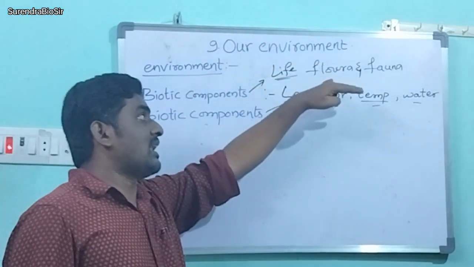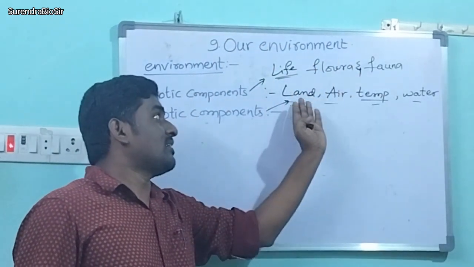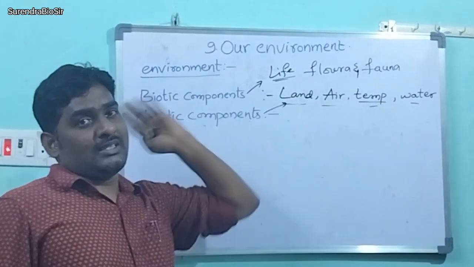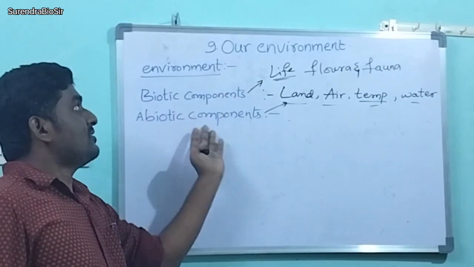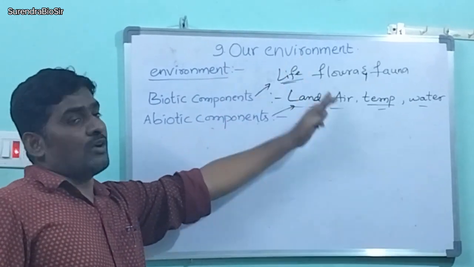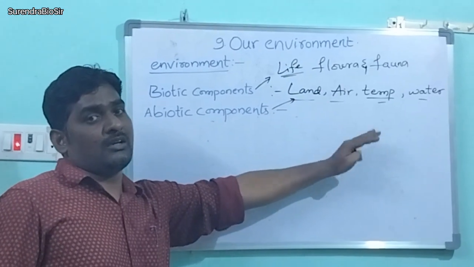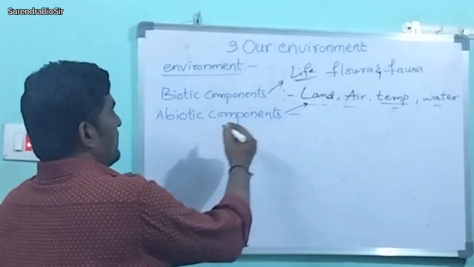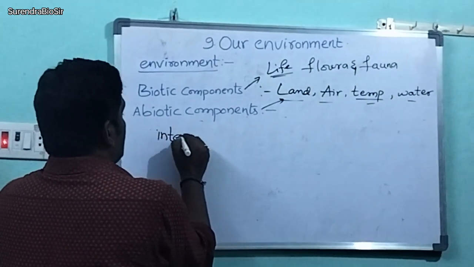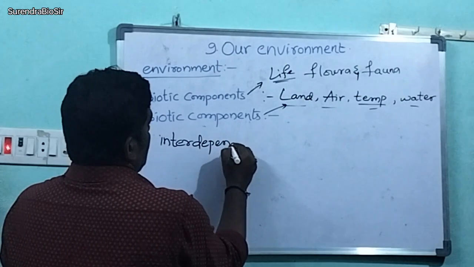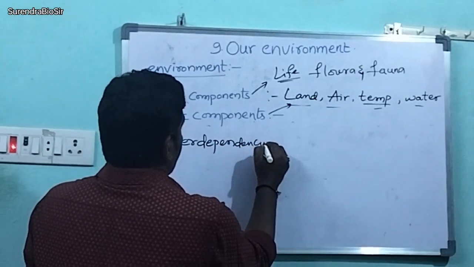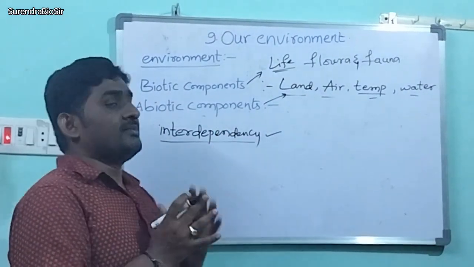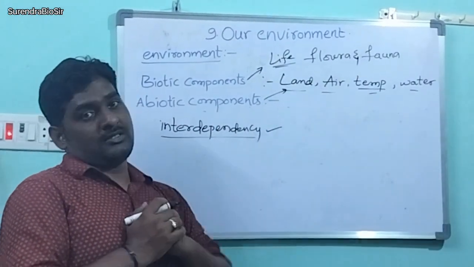So all the organisms like plants and animals depend on land, air, temperature, and water for their survival. So in this situation, what is happening? This is all together called an environment. Right. So if you see interdependency, what do you mean by interdependency? Interaction between the organisms and abiotic components.